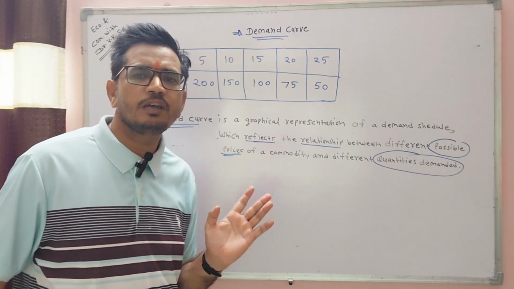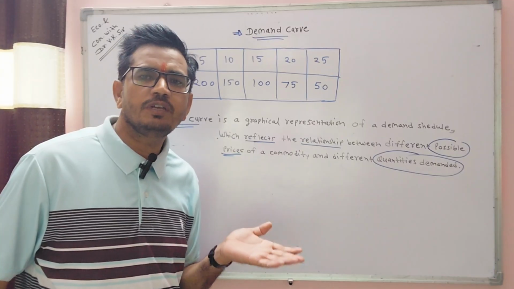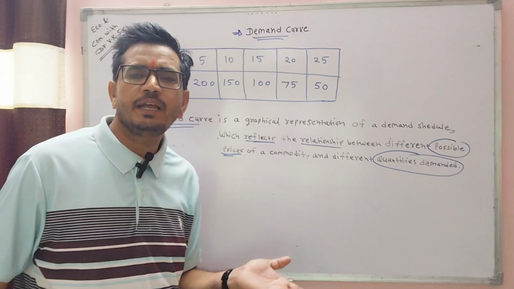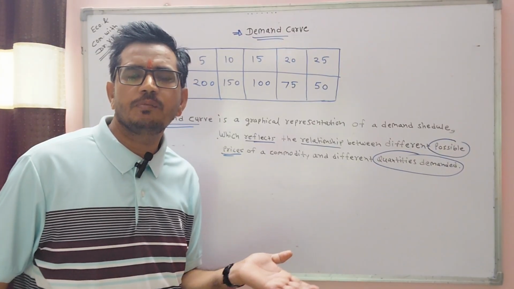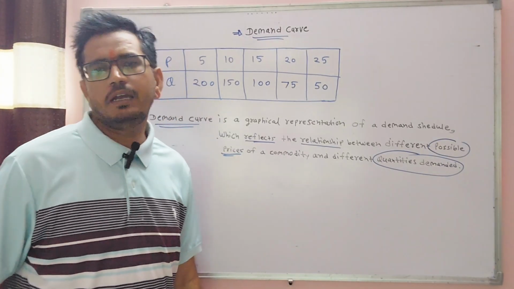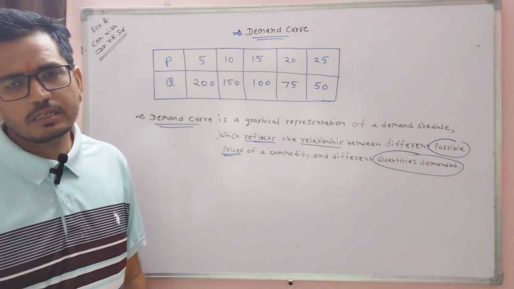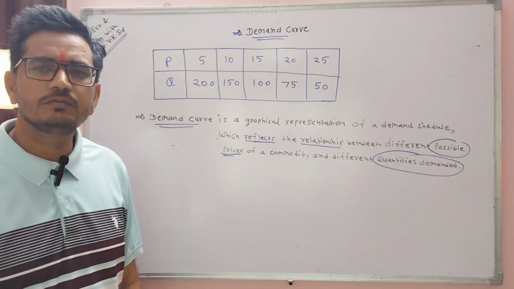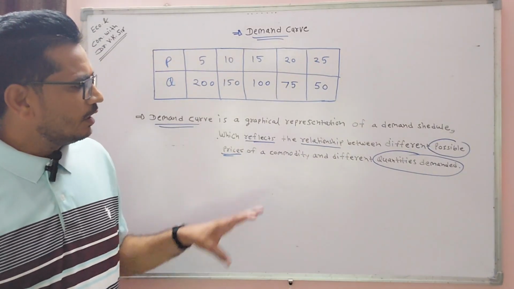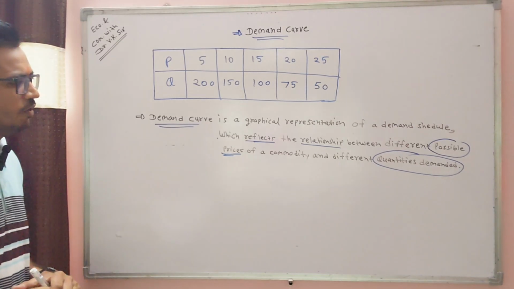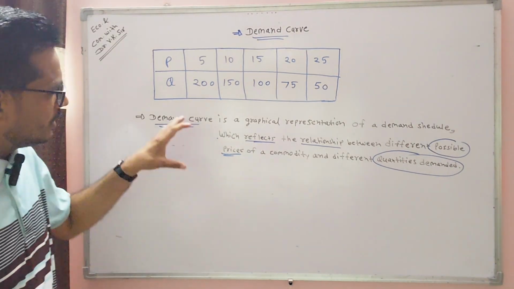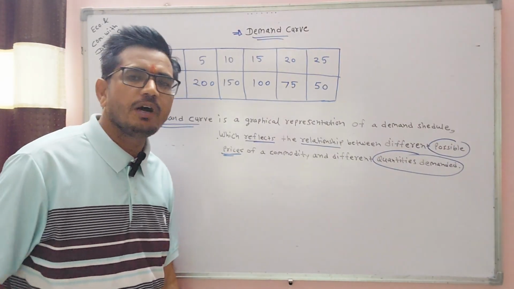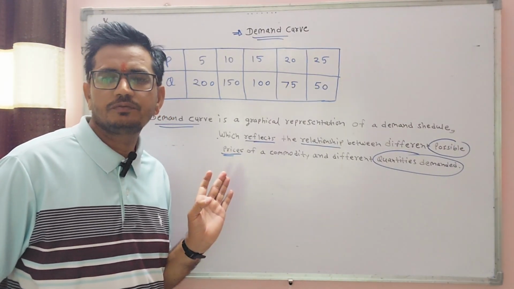We know what is demand schedule. Demand schedule is a tabular presentation of demand which reflects various possible prices and various quantities demanded. So it should only go: demand curve is a graphical representation of a demand schedule. That's final.